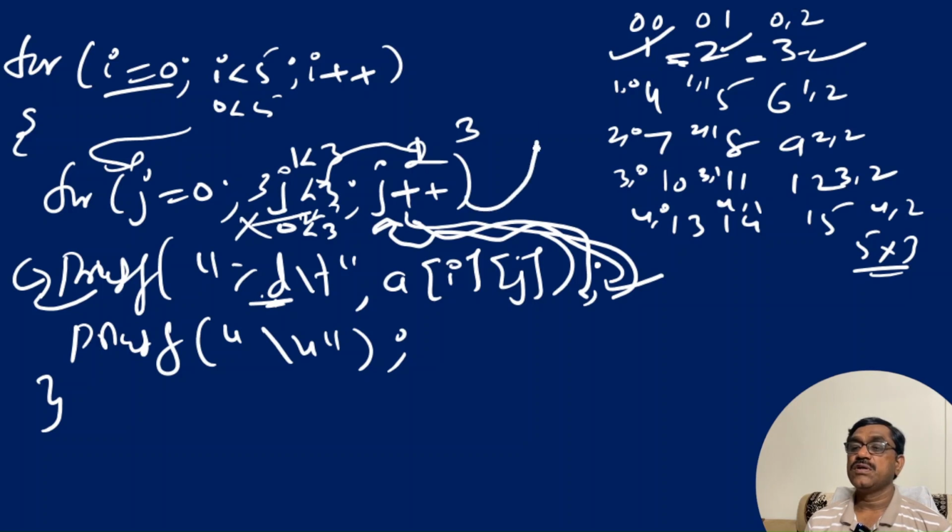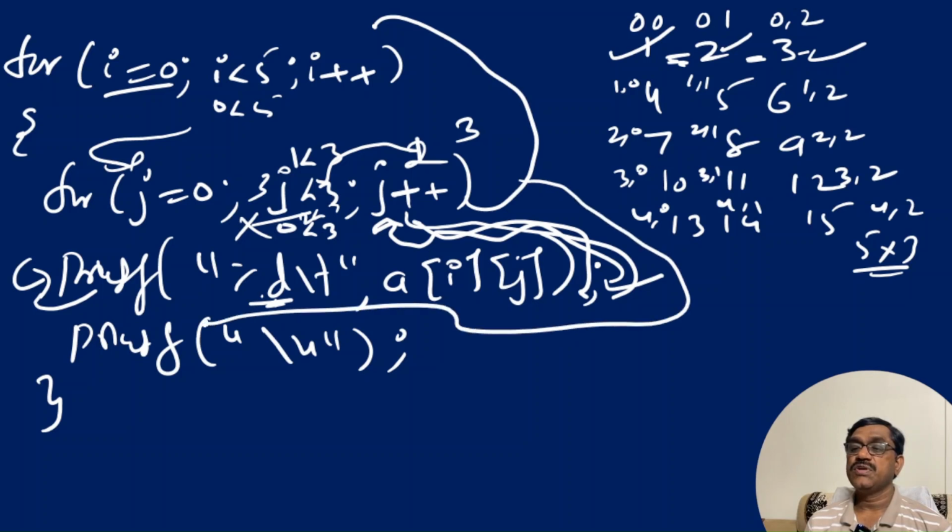When the condition is false, what happened? The cursor goes to the second printf statement. The control is not passed to this outer for. Why? Because we are in between opening brace and closing brace. When the j value becomes 3, 3 is less than 3, no, the condition is false. This printf statement is not executed. It goes to this printf statement.